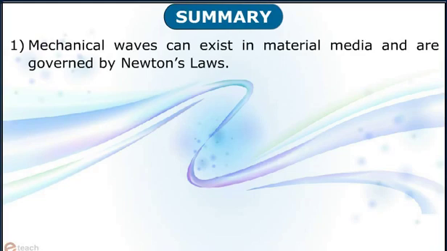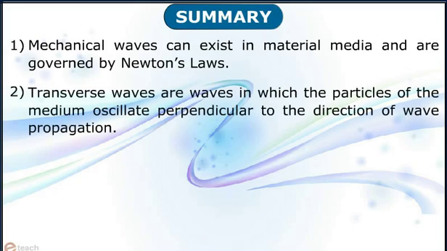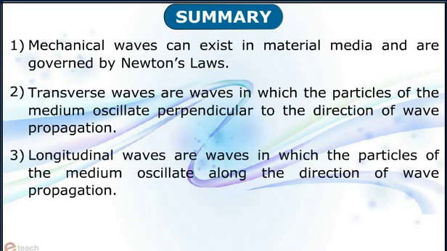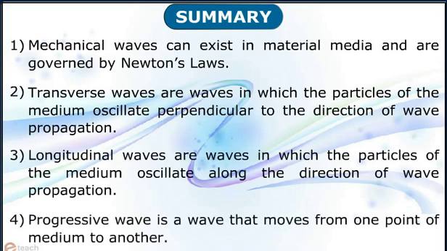Summary. Let us summarize what we have learnt in this chapter. Mechanical waves can exist in material media and are governed by Newton's laws. Transverse waves are waves in which the particles of the medium oscillate perpendicular to the direction of wave propagation. Longitudinal waves are waves in which the particles of the medium oscillate along the direction of wave propagation. A progressive wave is a wave that moves from one point of the medium to another.